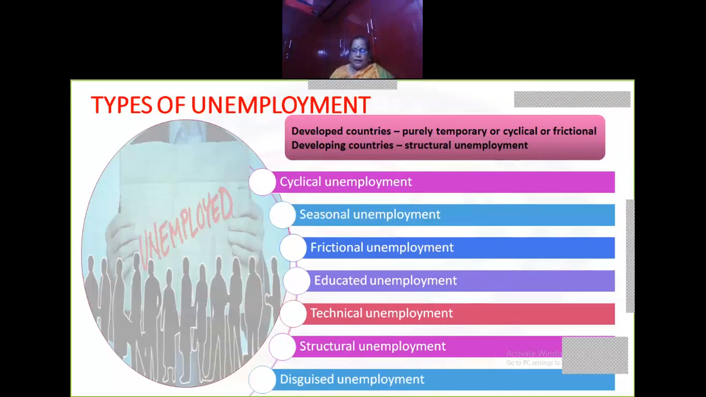The following are the types of unemployment. 1. Cyclical unemployment. 2. Seasonal unemployment. 3. Frictional unemployment. 4. Educated unemployment. 5. Technical unemployment. 6. Structural unemployment. 7. Disguised unemployment. Let us see all these types in detail one by one.